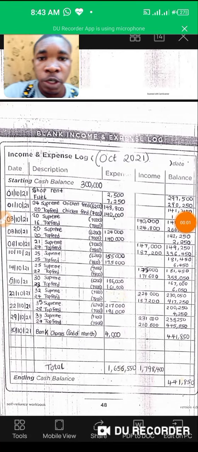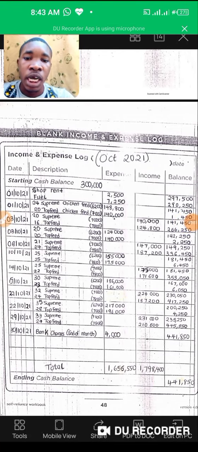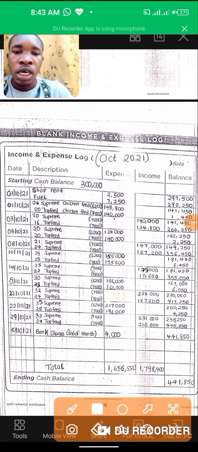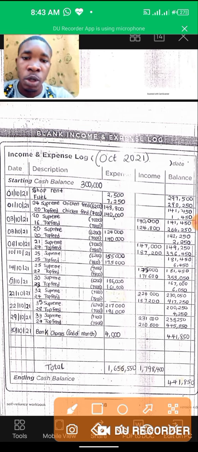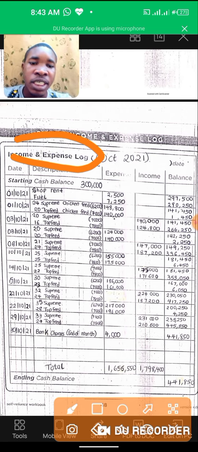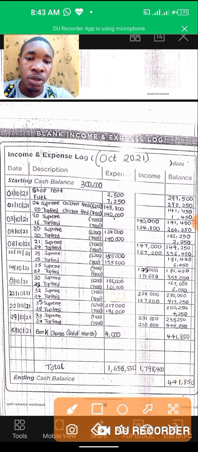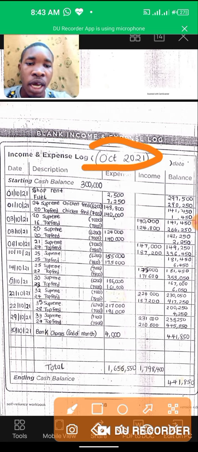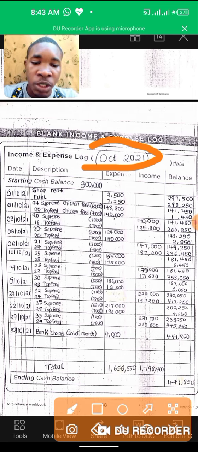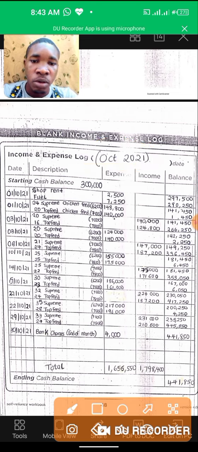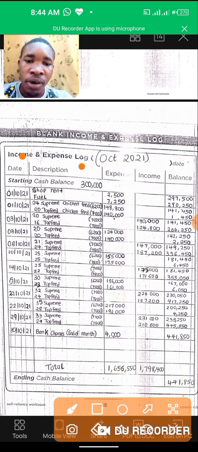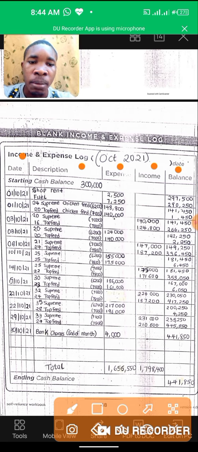So now we're going to be talking about our income or expense log. First things first, as you all know, put our month and our year, which is October 2021. Then we need to take note of five things: our date, our description, our expense, our income, and our balance.